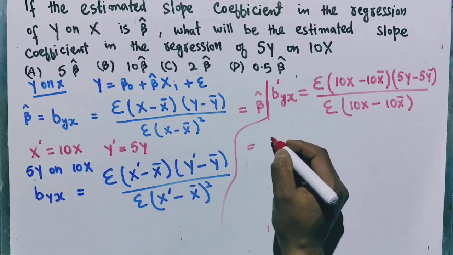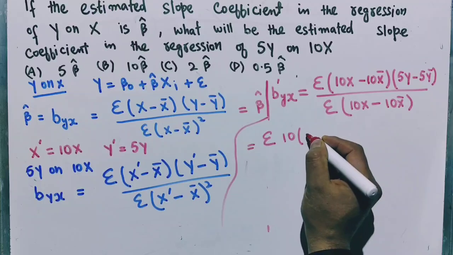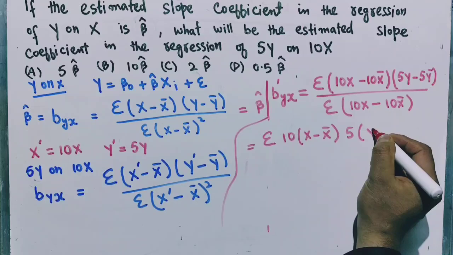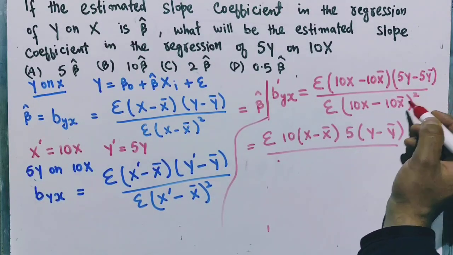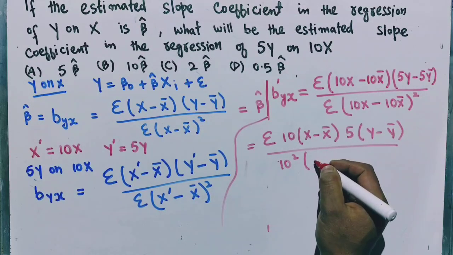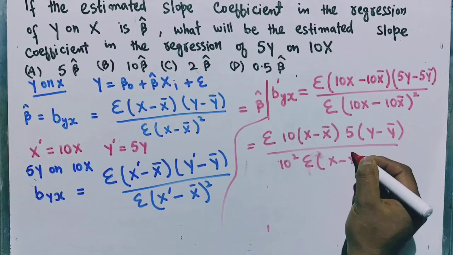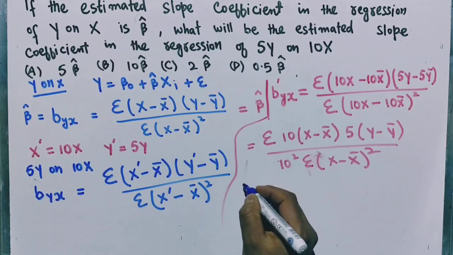Can we write it like this, summation of, let's take 10 common in the first term, so we have 10 times (x minus x bar), here we take 5 common, so (y minus y bar) divided by, here we take 10 square common, so we are left with... Now look at summation of (x minus x bar) whole square. So can we rewrite it like this?